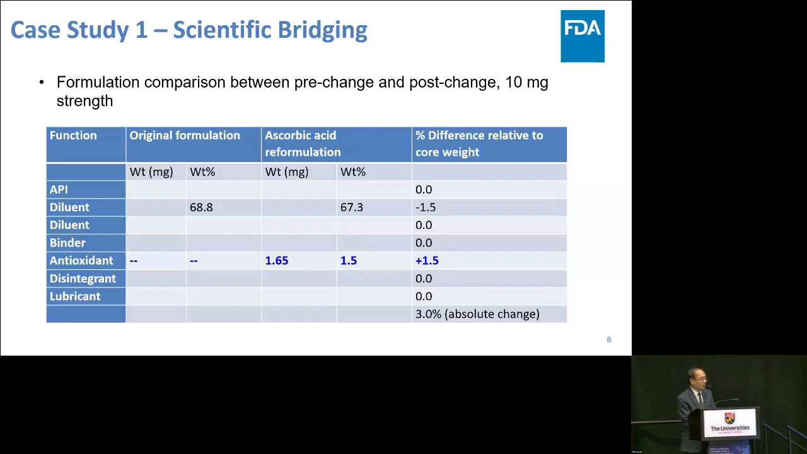Applicant only made 2 changes. They add 1.65 milligram ascorbic acid to the formulation. That's a 1.5% change relative to the core weight. To keep the whole tablet weight unchanged, they also reduced the amount of one phenol by 1%. So totally, the total change is 3% relative to the core weight.